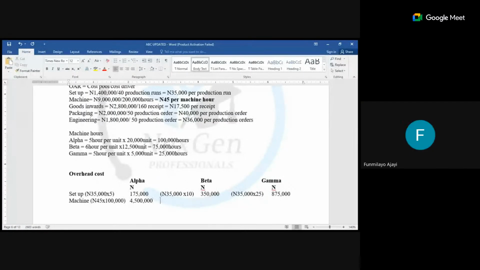So what do we have here? 3.375. 45 naira per unit times 75,000 hours. Because there's no space, that is why I didn't put the hours. So please, it is very important for you to add it, so that the examiner will know that you know what you are doing. What do we have here? 375,000.